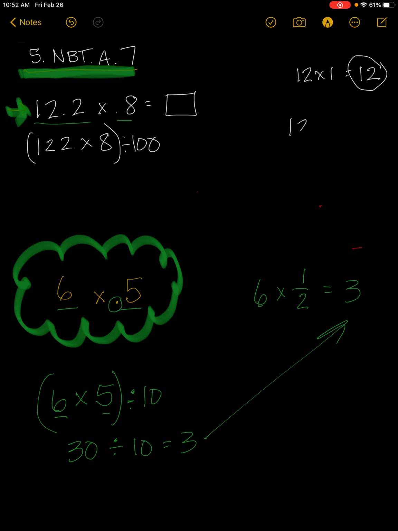Okay, so I'm going to use my standard algorithm to do 122 times 8. 8 times 2 is 16. I leave my 6 in the ones. I place my 10 in the tens place. 8 times 20, 160. That's 16 tens, and one more 10 is 17 tens. Place my 100 over here. 8 times 100 is 800, one more 100 is 976. So 976, and now I need to divide that by 100 to get my final answer.